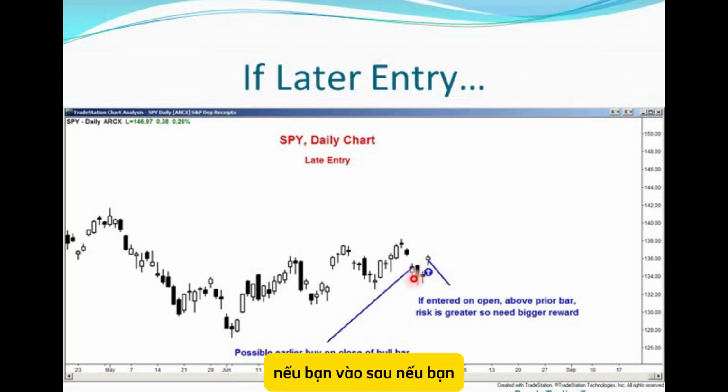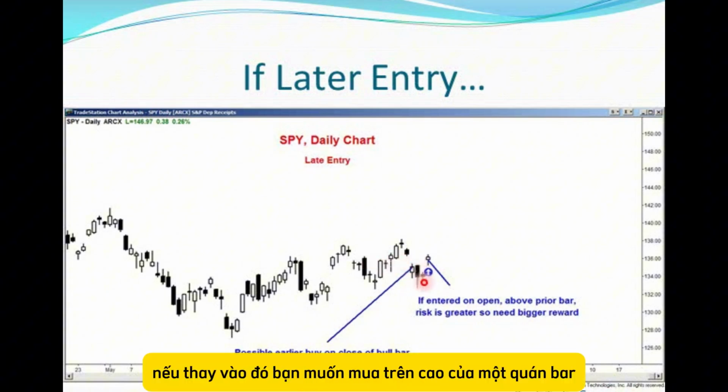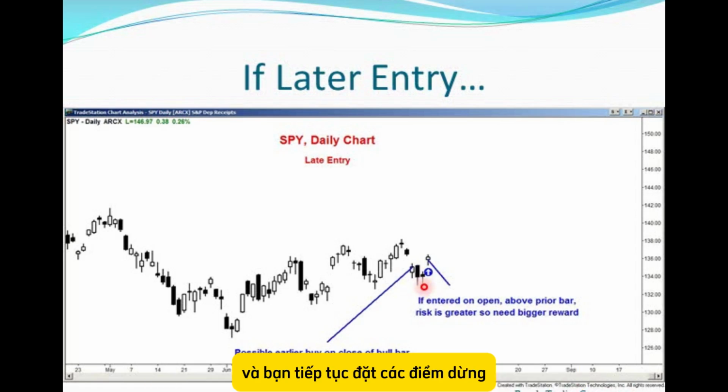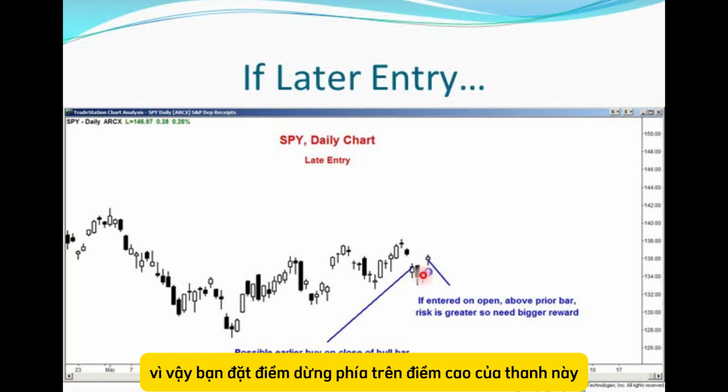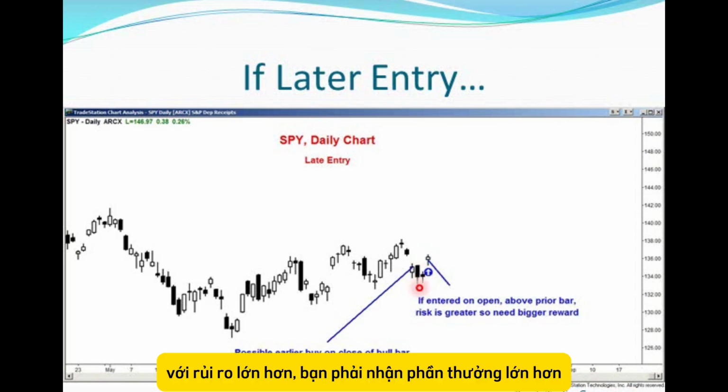If you entered later, if instead of buying at the bull close in the middle of the channel, you wanted to buy above the high of a bar and you kept placing buy stops above the high of the bar, so you placed a buy stop above the high of this bar, you would have been filled on the open. Okay, the risk is greater, so your risk would be below this low. With a bigger risk, you have to go for a bigger reward.